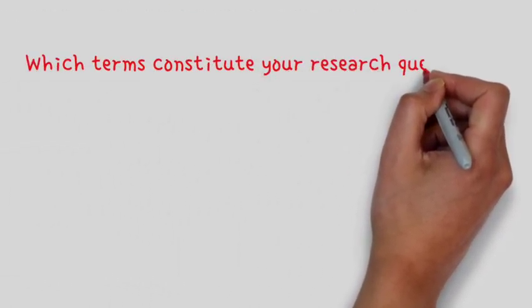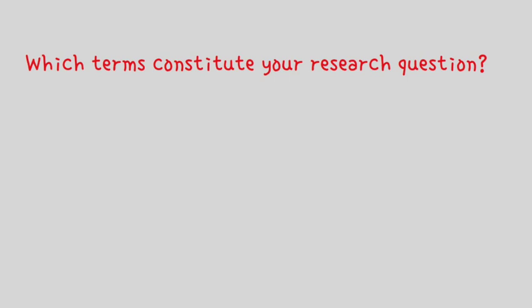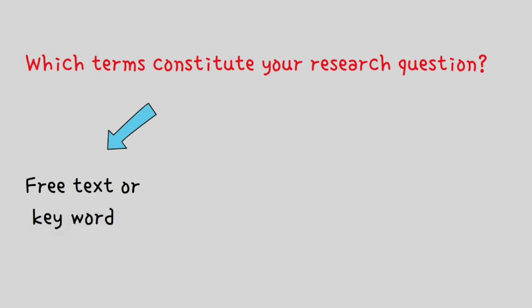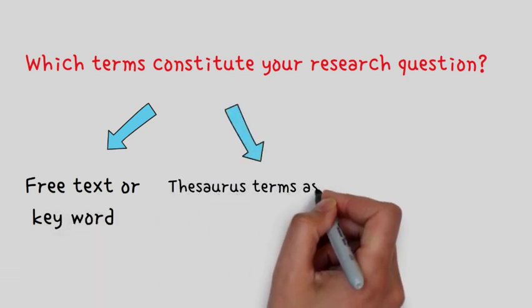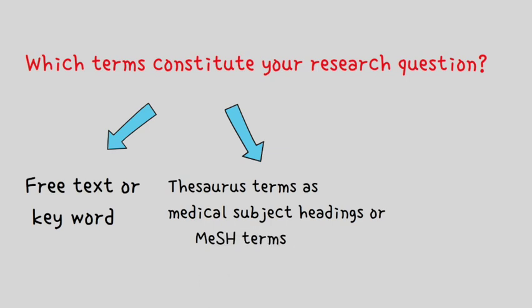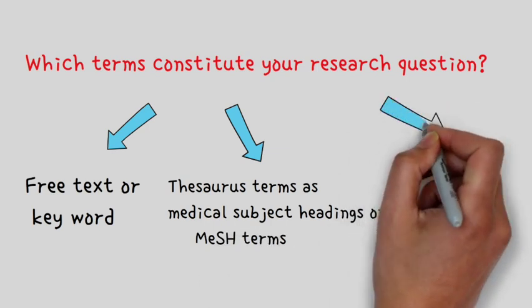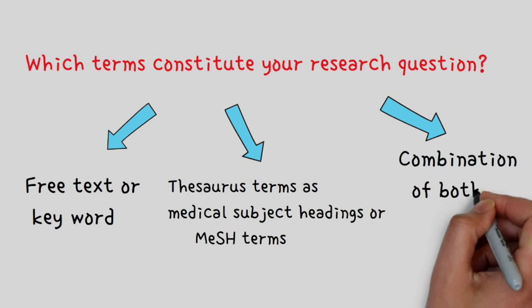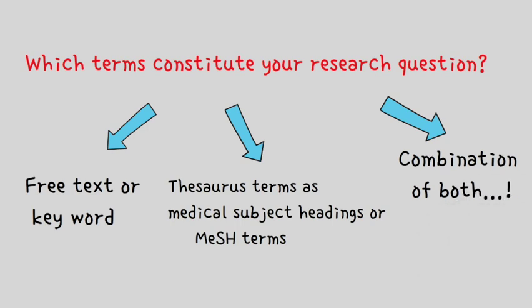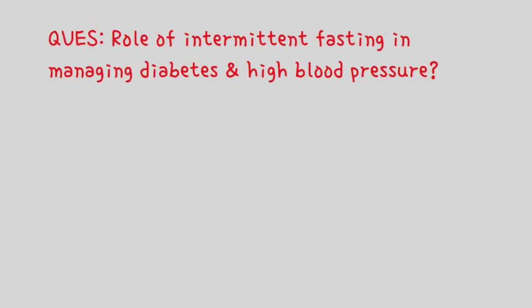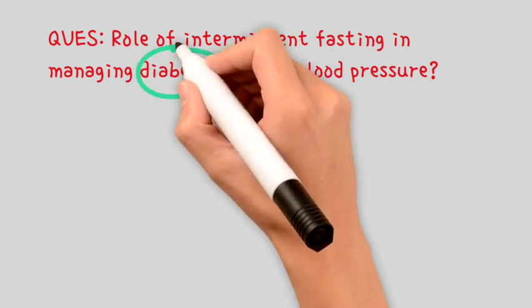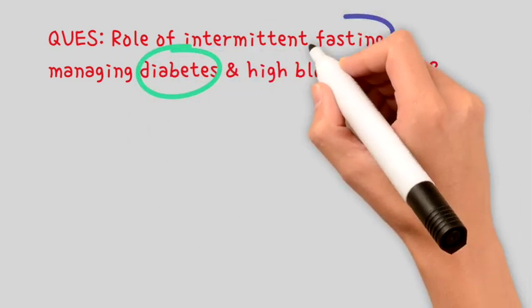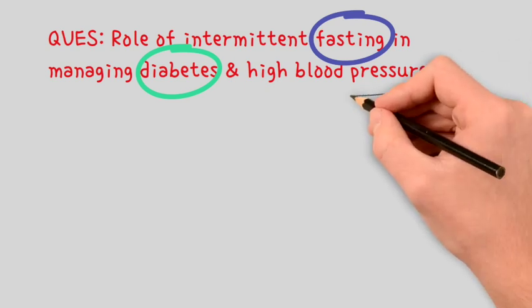Which terms constitute your research question is your best starting point. So you could choose free text or keywords, or you could choose thesaurus terms such as Medical Subject Headings or MeSH terms, or you could use a combination of both. For example, if your research question is the role of intermittent fasting in managing diabetes and high blood pressure, then diabetes is your keyword, another keyword is fasting, and high blood pressure.